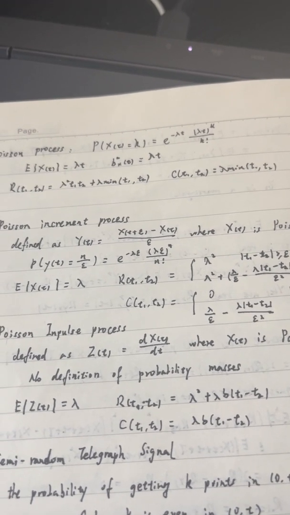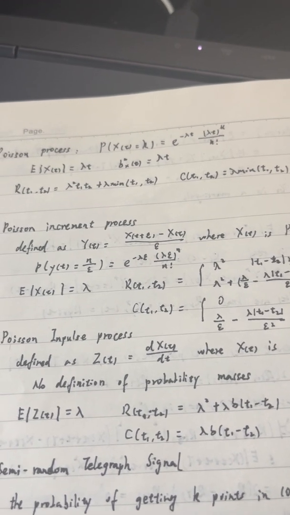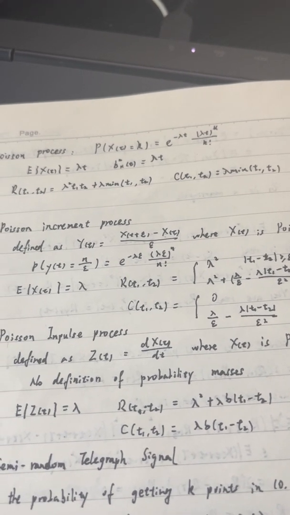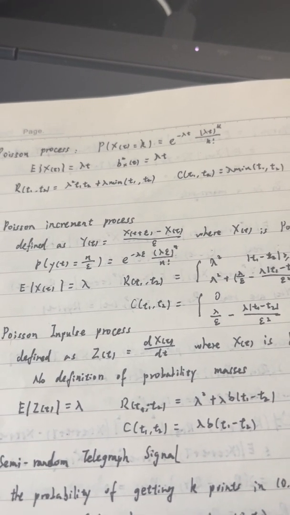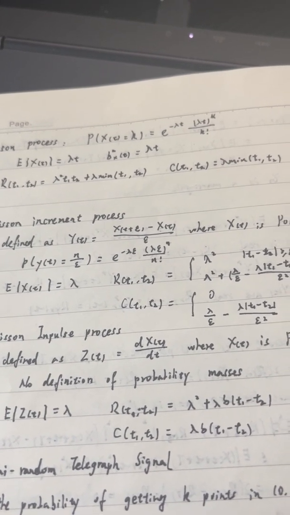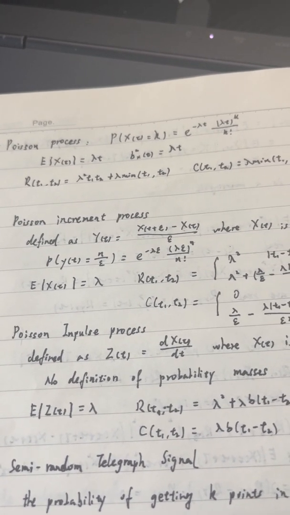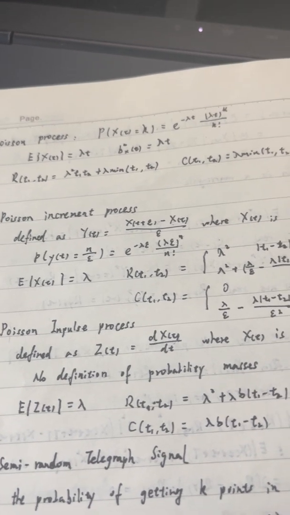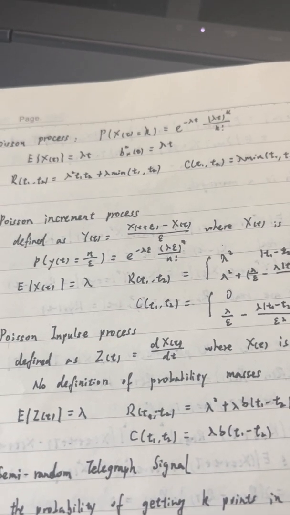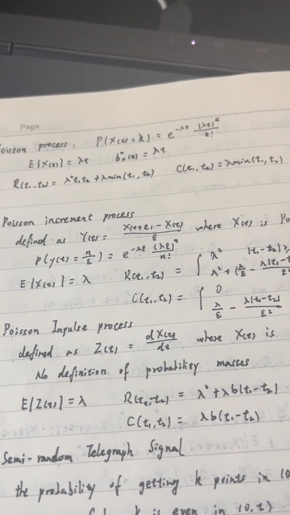And the autocovariance is equal to lambda times the minimum of t1 and t2. That is because the autocovariance is equal to the autocorrelation minus the expectation of X(t1) times the expectation of X(t2). So actually, the autocovariance for all these stochastic processes can be derived like this. And we know that the mean of the Poisson process is lambda t, which is a linear function of t. I feel it is reasonable because the longer time we wait, the larger the expected number of buses.